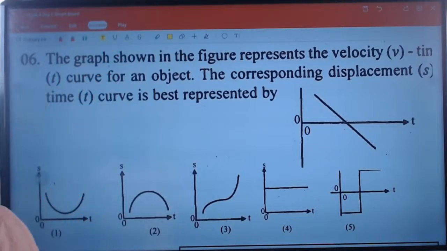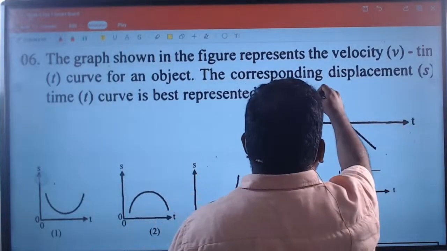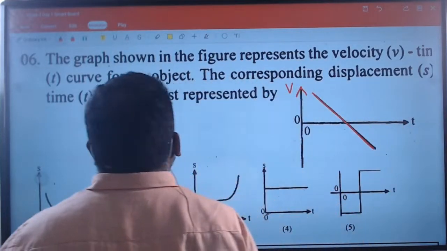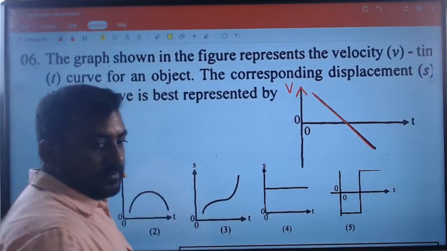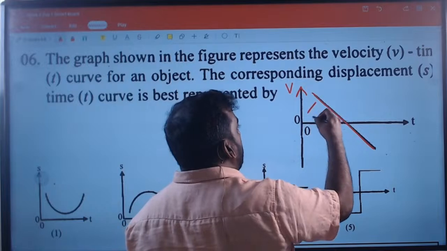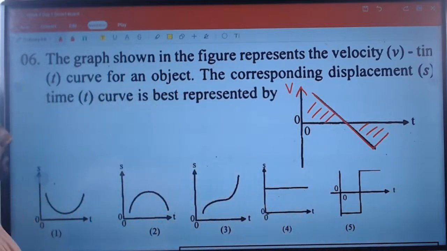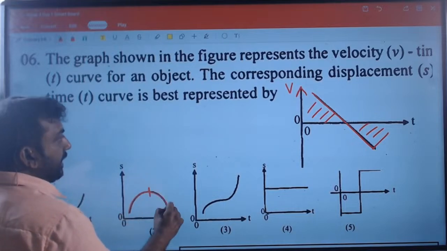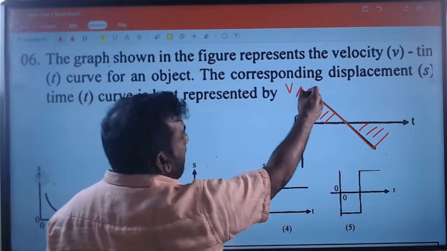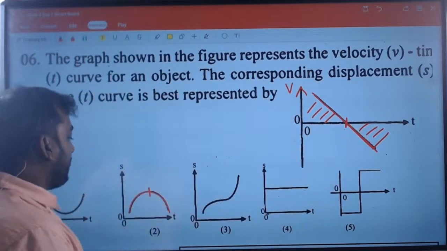The graph represents the velocity with time, Vt graph, constant negative gradient. Corresponding displacement time graph, be careful. Here there is a positive area, here there is a negative area. So your displacement time graph is a deceleration with an acceleration downwards. Here deceleration coming to rest, turning back and going in the opposite direction.